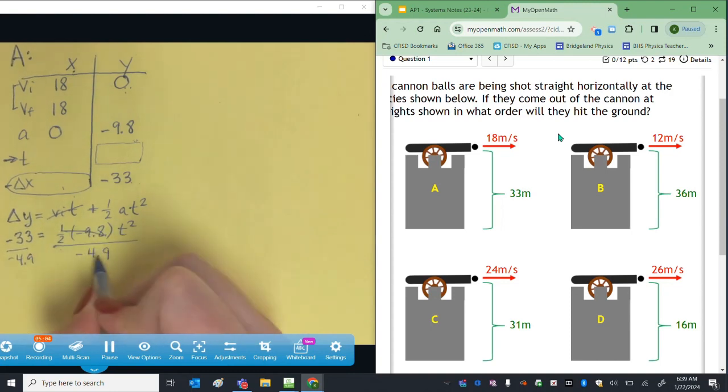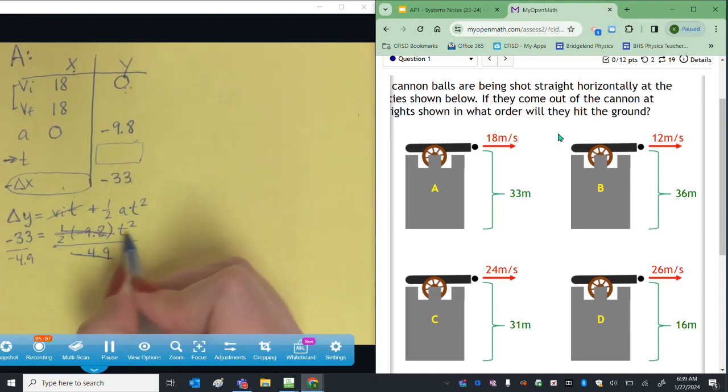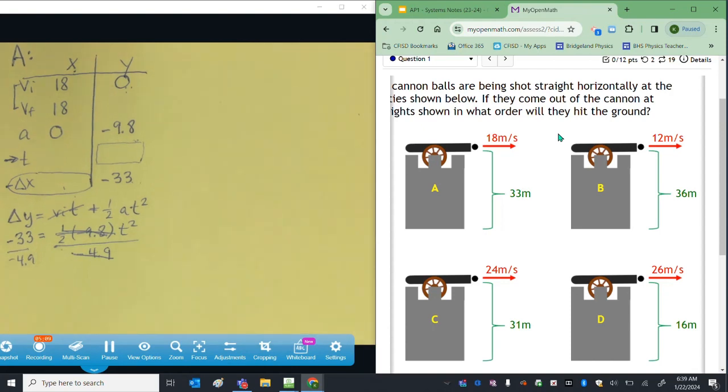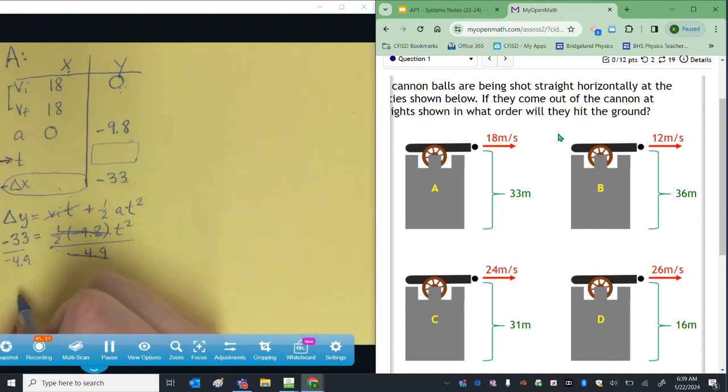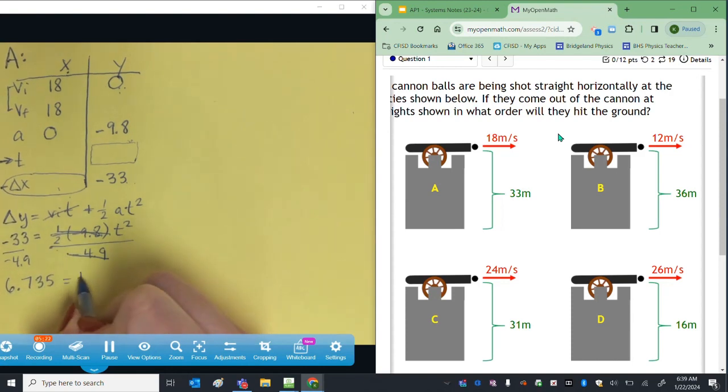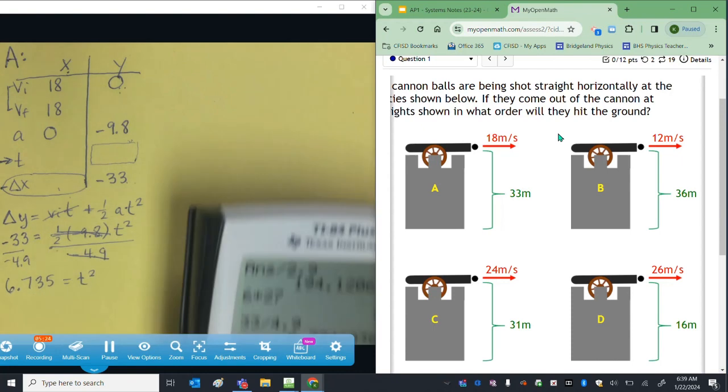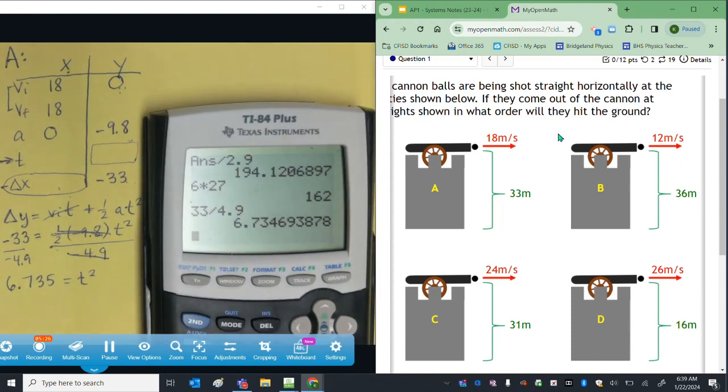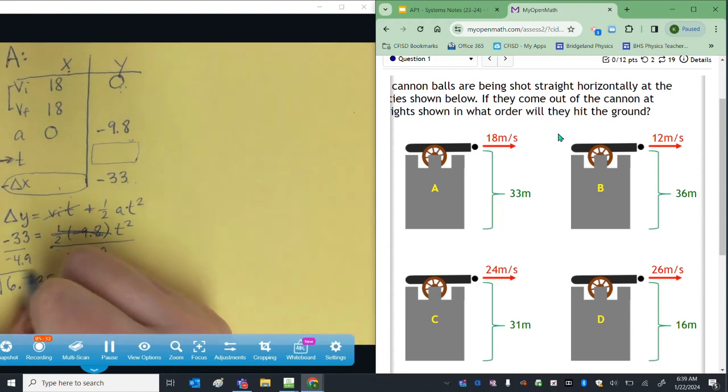That's going to cancel all of that, leaving me with t squared equals, and then I need to go ahead and divide these. The negatives are going to cancel. 33 divided by 4.9 gives me 6.735 equals t squared. And this is rounded. The full value looks like that. But I'm trying to solve for t, not t squared. So we want to go ahead and we're going to take the square root of both sides.